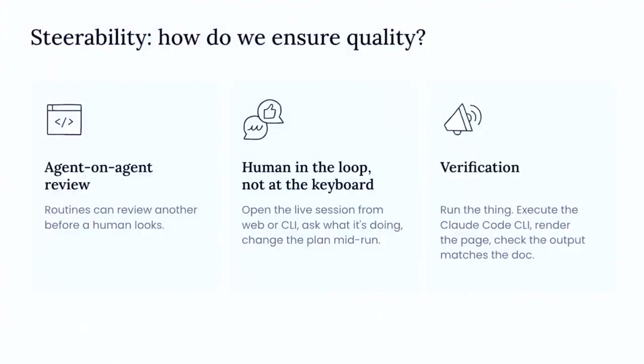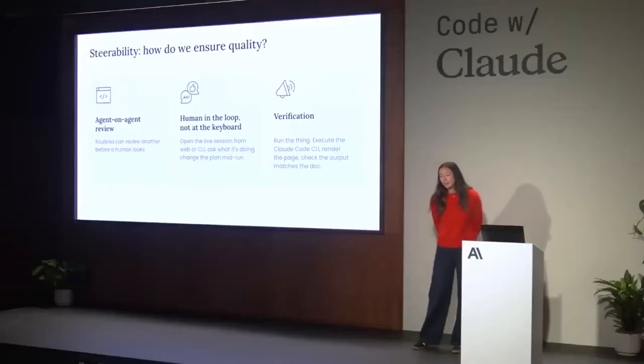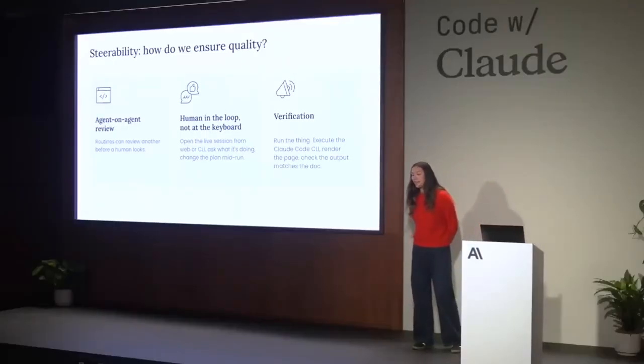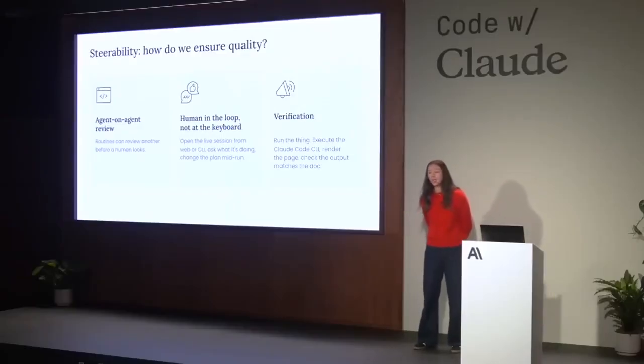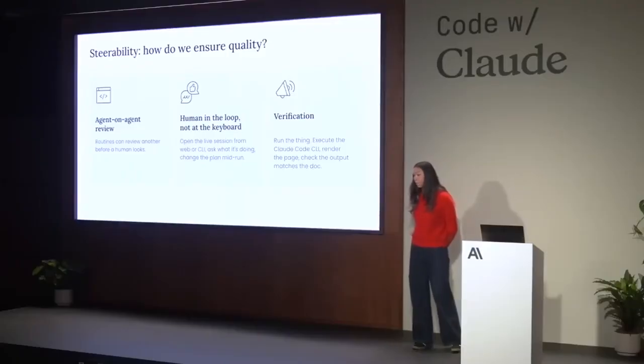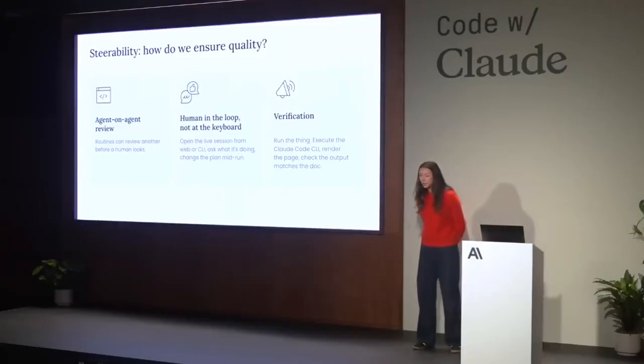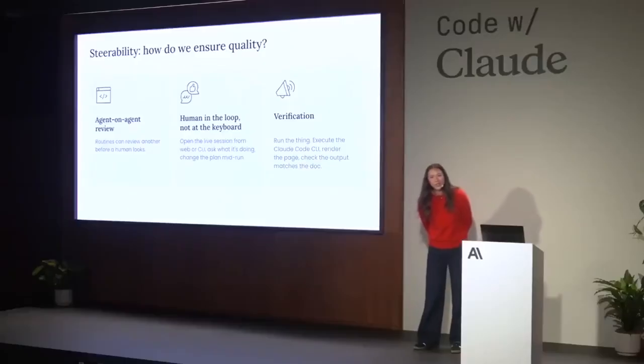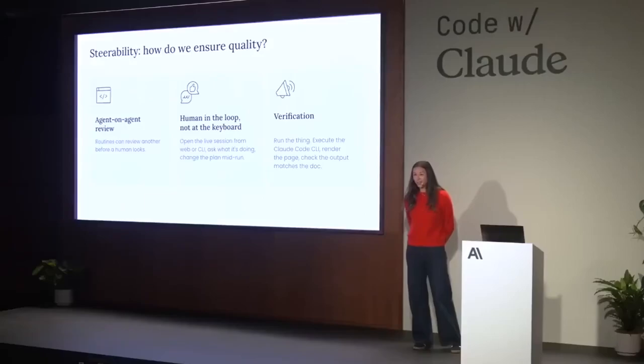Finally, the last thing to think about here is steerability. How do we ensure the quality of Claude's outputs? There are a couple ways to do this. One thing that I think is quite interesting is to invest in agent-on-agent review. If folks have designed multi-agent systems and have heard of the generator-critiquer pattern, this is something we borrowed here. You can set up one routine to create docs PRs, and you can set up another routine that triggers on that PR's creation to leave comments on the PR before a human actually gets to it.